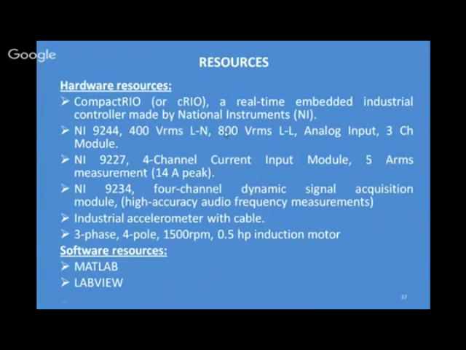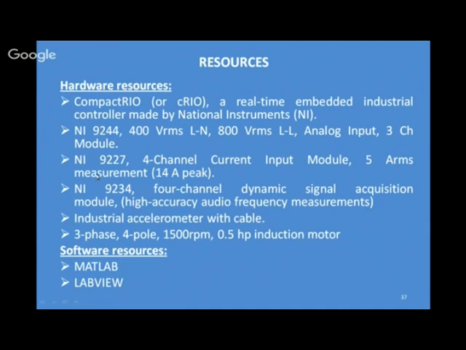So here we have resources in our lab, the compact trio, from National Instruments. Basically, compact trio is a real-time embedded processor. It is using FPGA as the controlling device. Here we can have remote monitoring as well as control of various devices using compact trio. So in this case, we will use this compact trio for acquisition of vibration, current and voltage signals.